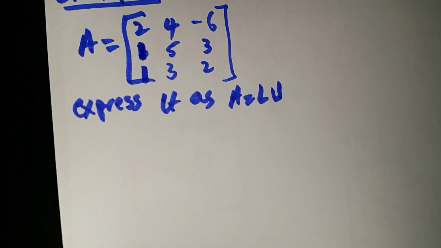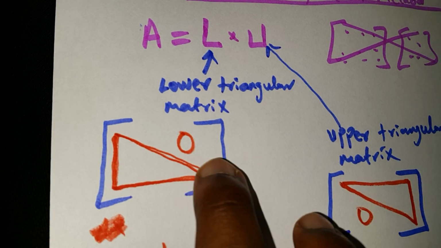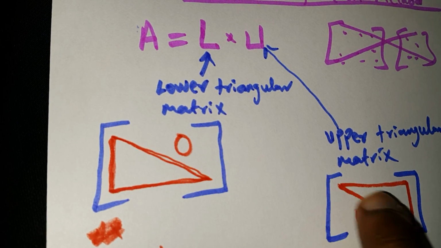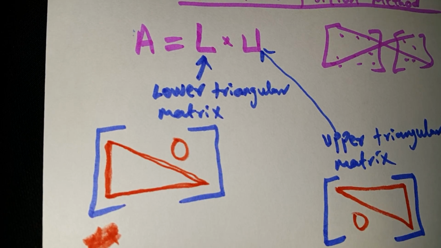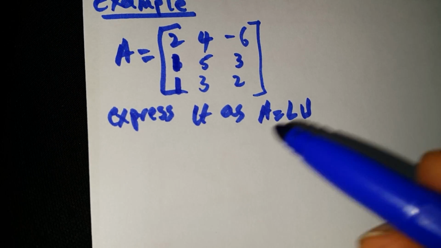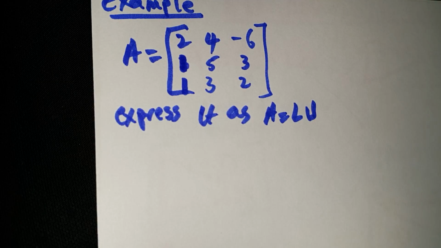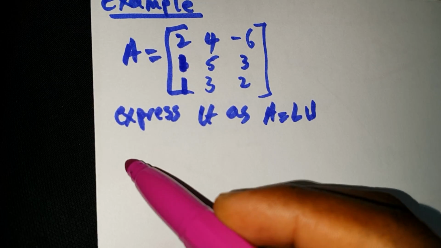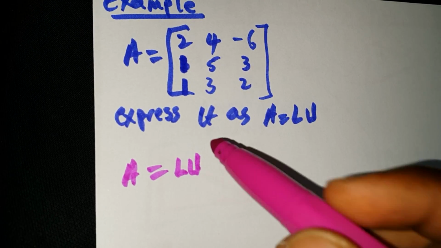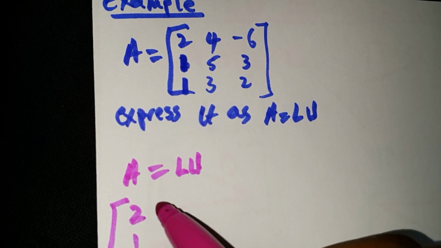The first thing you need to know, as I said earlier, is what LU means. Then let's try to do our first step here, which is to express this. We will say that A is equal to LU. Yes, that means our matrix A 2, 1, 1, 4.